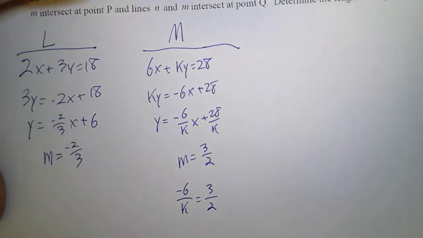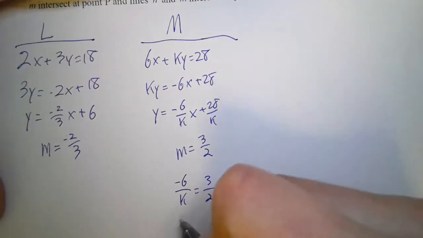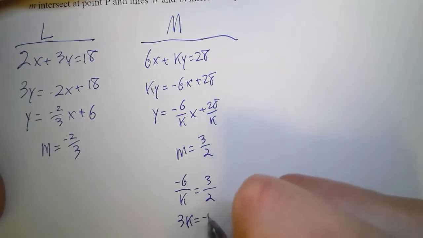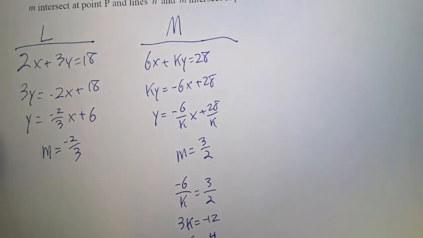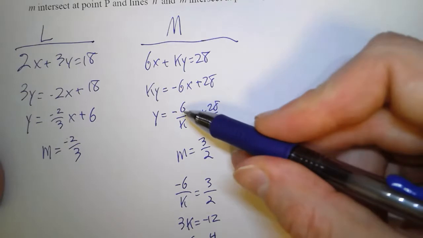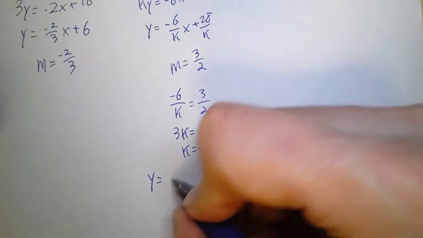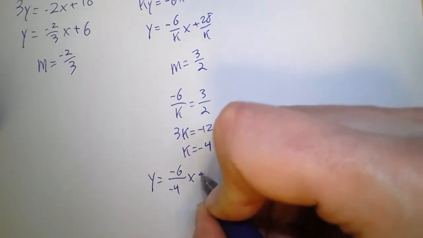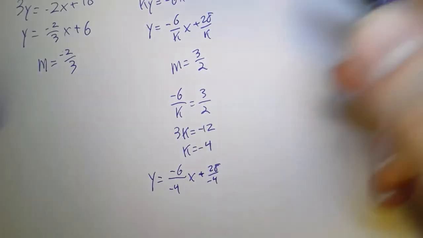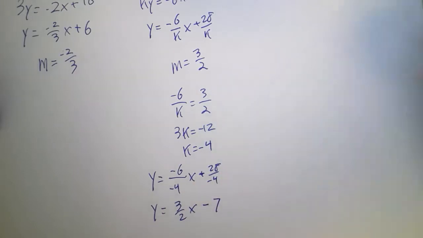So what we have is two fractions. So what I'm going to do is cross multiply. So 3k equals negative 12. So k equals negative 4. So that means that now I can put negative 4 back into this equation. So y equals negative 6 over negative 4 x plus 28 over negative 4. And we can simplify that to 3/2 x minus 7.